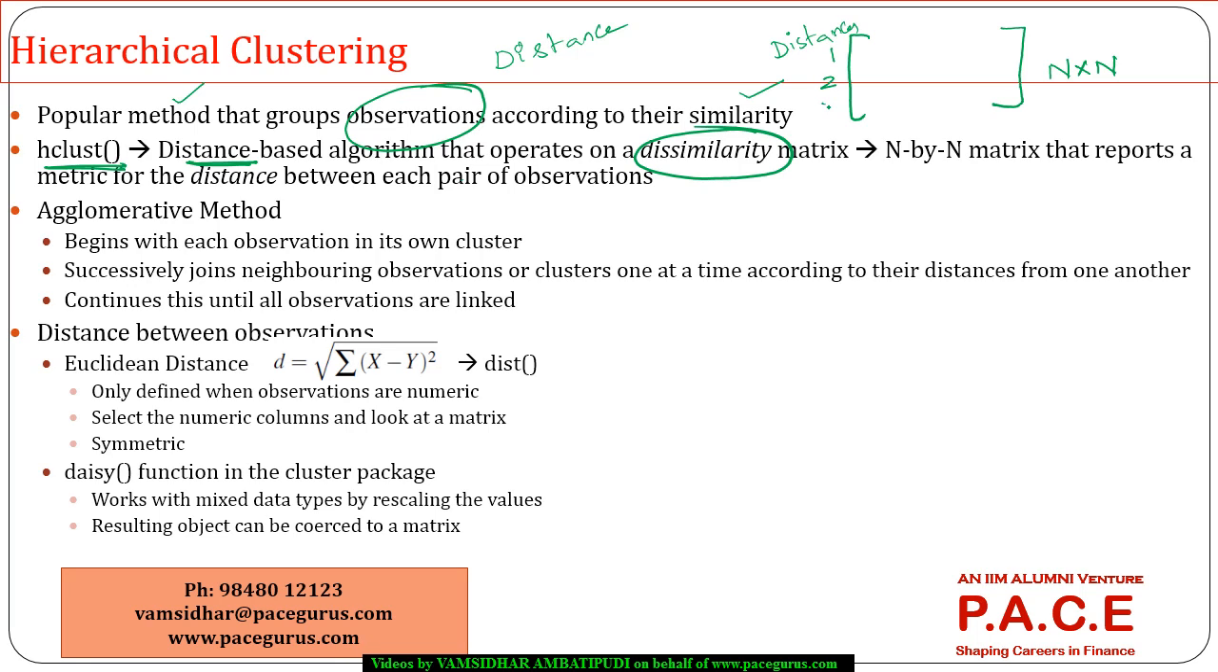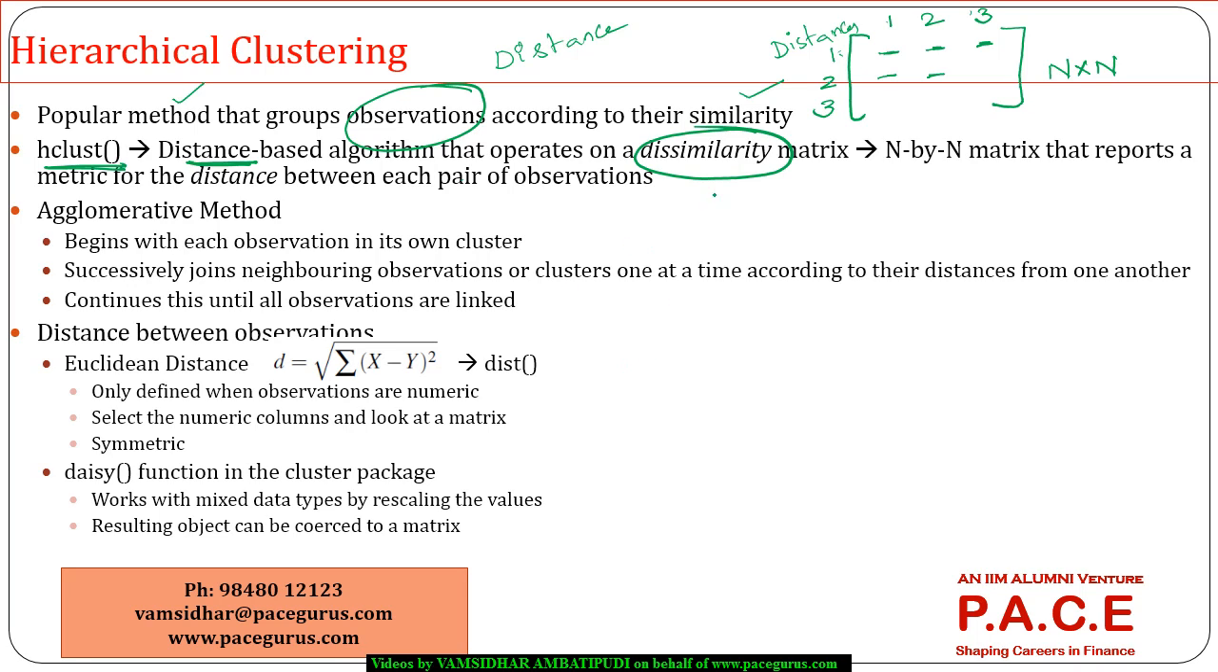So for each observation, I want to look at 1 to 1, what is the distance? 1 and 2, what is the distance? 1 and 3, what is the distance for the first person? Similarly, for the second person, 2 and 1, what is the distance? 2 and 2, what is the distance? So it operates on a dissimilarity matrix, where the distance between each pair of observations is taken.